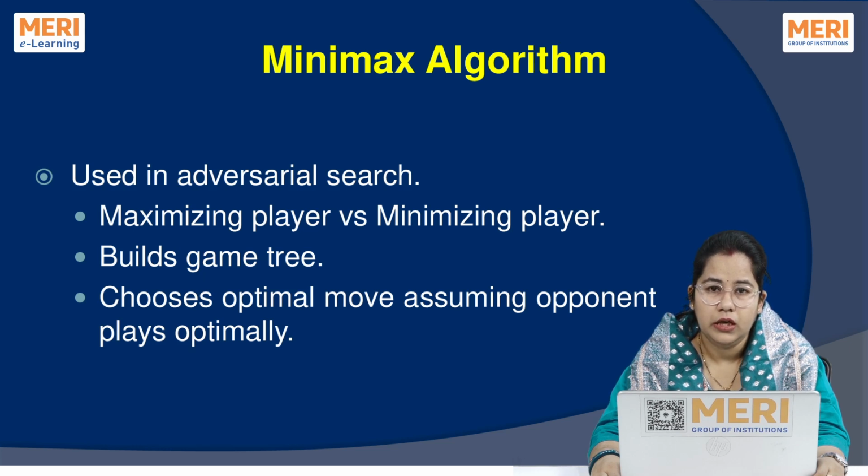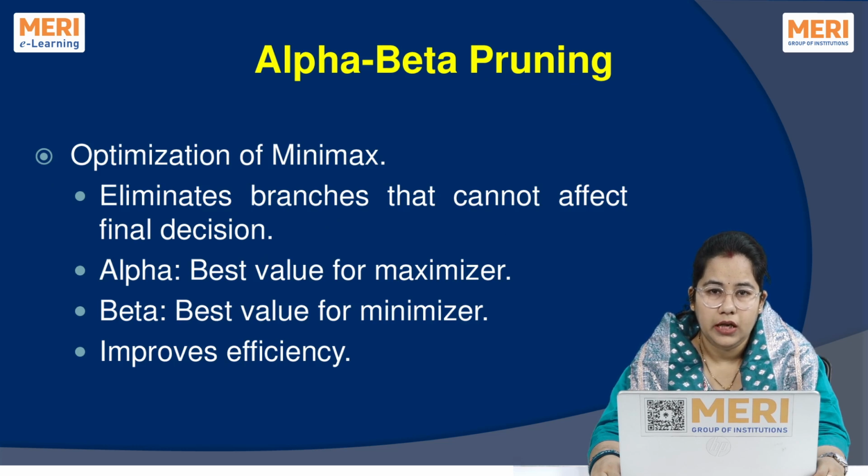Now discuss alpha beta pruning. Alpha beta pruning is an optimization technique applied to the minimax algorithm. It reduces the number of nodes that need to be evaluated in the game tree without affecting the final result. The algorithm keeps track of two values, alpha, which represents the best value that the maximizing player can guarantee so far, and beta, which represents the best value that the minimizing player can guarantee so far.